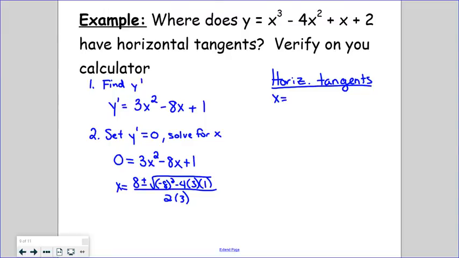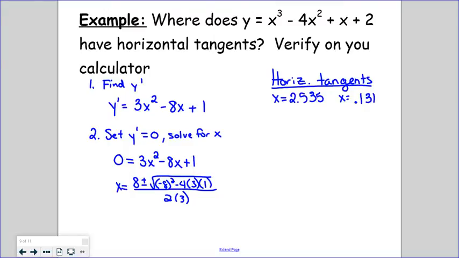Okay, it asks us where these are happening, so that's an x value. Where does it have a horizontal tangent? If I go to my quadratic formula, it has a horizontal tangent at 2.535. It also has a horizontal tangent at 0.131.